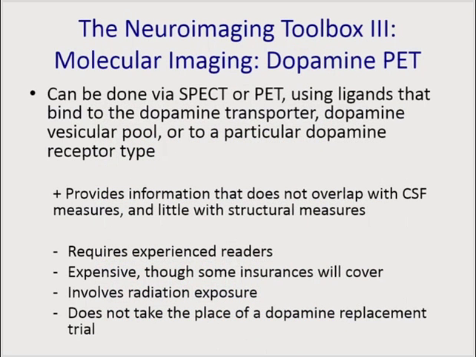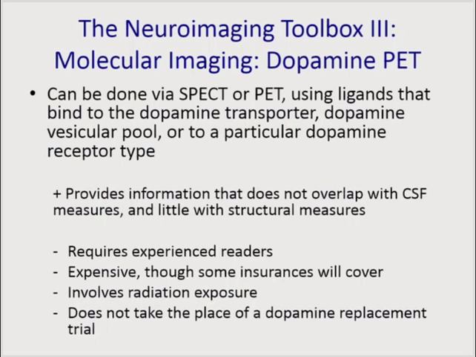Dopamine PET is also another molecular imaging technique. We tend not to use it very frequently at our center, but there is the possibility of using tracers that are specific for the dopamine transporter or for the dopamine vesicular pool or a dopamine receptor subtype. At our center, it's mainly the dopamine transporter that's imaged. So the information that you get back from a DAT PET doesn't overlap with CSF measures, so it's pretty unique.